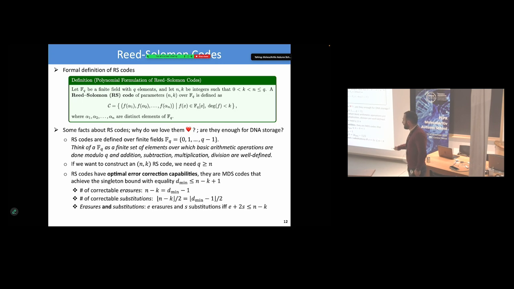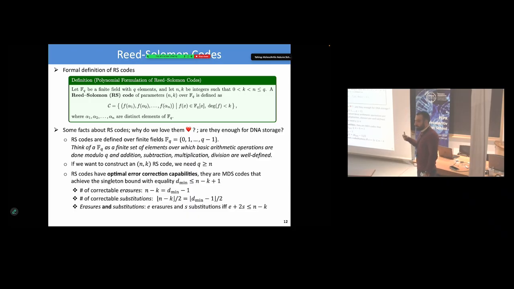A very nice property is that I can actually correct combinations of erasures and substitutions. It doesn't have to be only erasures or only substitutions. In this case, I can correct E erasures and S substitutions as long as E plus 2S is less than or equal to n minus k. So this factor of 2 says that I'm paying double to correct a substitution compared to what I pay to correct an erasure. That's how you should understand it.